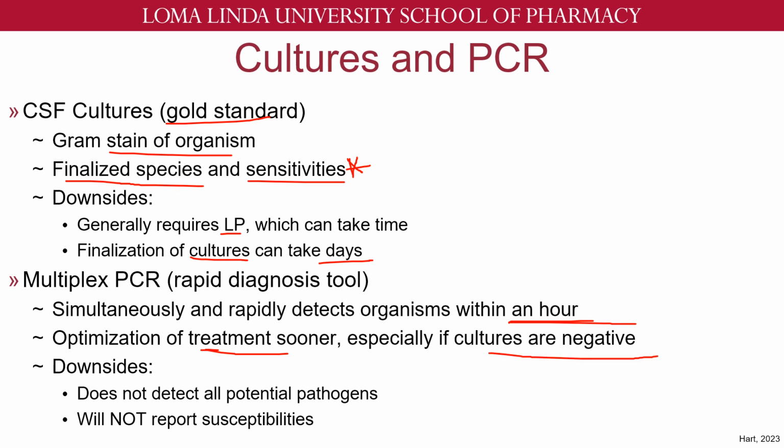It's especially useful when cultures are negative because now you have two methods of detecting an organism. You're not just relying on it to grow on a culture, but you also have a PCR test that can maybe identify the organism. So maybe if your PCR is positive and your culture is negative, at least you have something to go off of. But the downside of a PCR is it won't detect all potential pathogens. It's limited in what it can detect. And a PCR test will only identify the organism. It will not report susceptibilities.